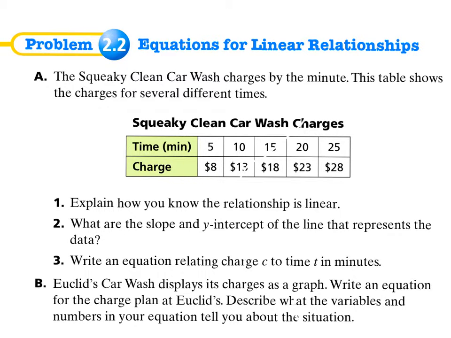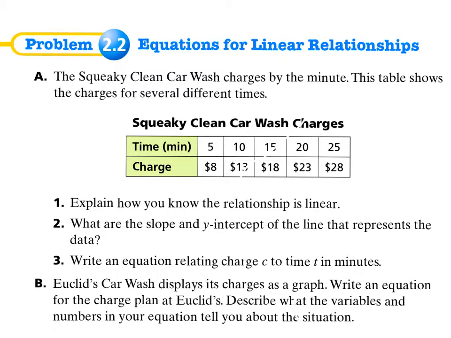So now we move on to the problem itself, problem 2.2, and we start out with a new car wash called the Squeaky Clean Car Wash. Their information is given in a table of XY values, in this case actually a T and C values, but they are the same as an XY table of values.